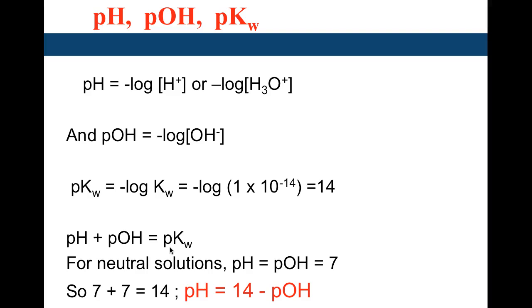So pH plus pOH is equal to pKw. Suppose you've been given OH minus. You take the negative log of that and find out pOH. All you have to do is subtract that from 14 and you get pH. So this is another way of solving pH problems. Use it if it's convenient. If you think it's more complicated, then don't.